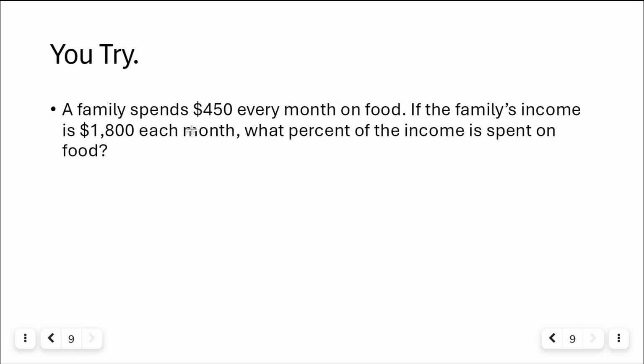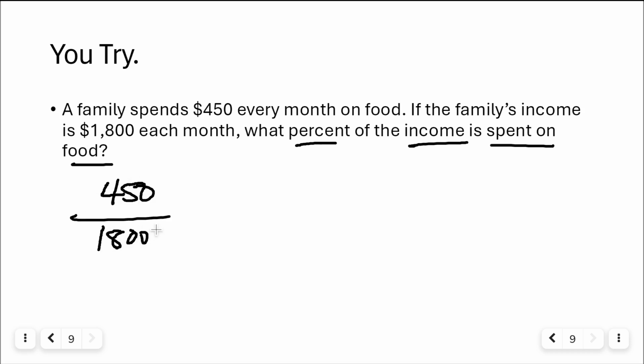Okay, and then here we go. One more. Family spends $450 every month on food. Family's income is $1,800 each month. What percentage of the income is spent on food? So 450 divided by 1,800. All right, so first things first, I'm going to cross out a 0 because there's a 0 at the end of each one. So that's 45 over 180.